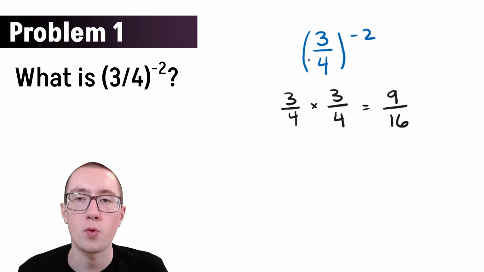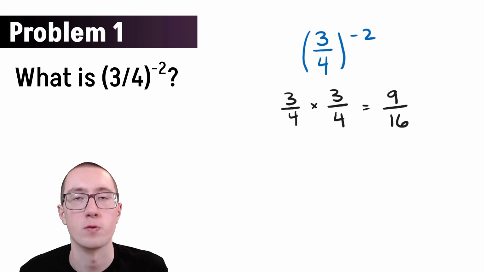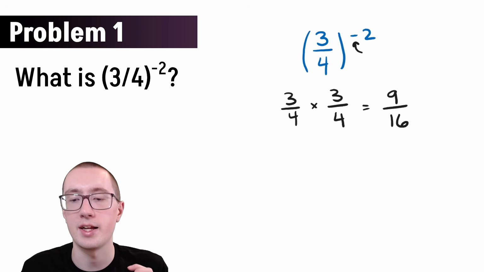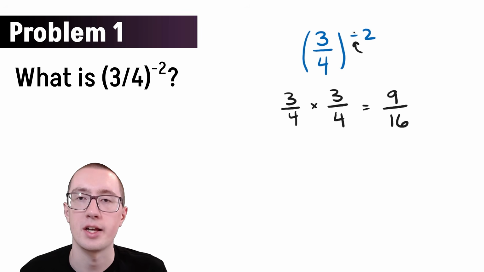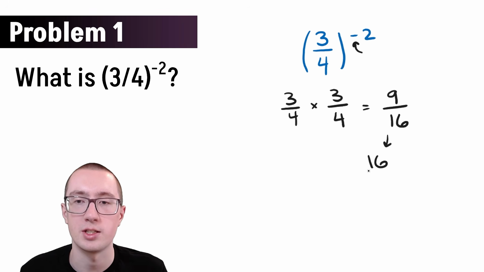So that means that 3/4 to the power of 2 is 9/16. Now what does this negative sign do to this? Well, basically a negative exponent flips the fraction around. So because this is a negative exponent, our 9 over 16 is going to turn into 16 over 9.